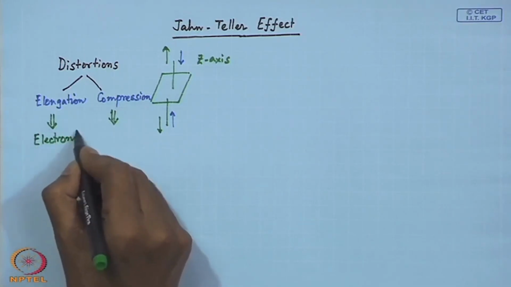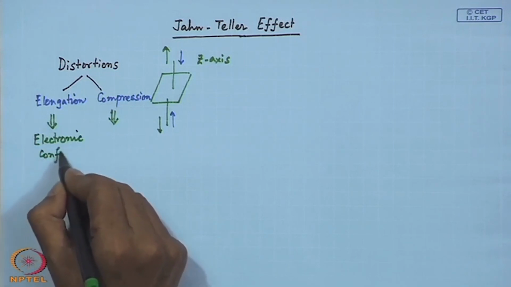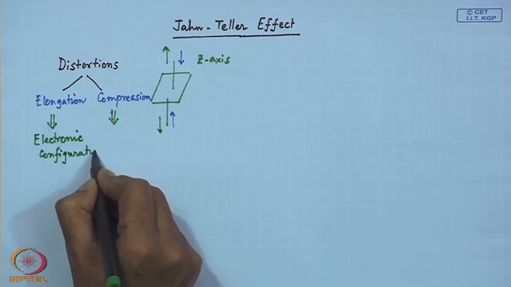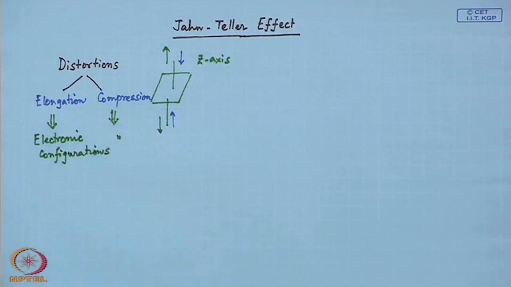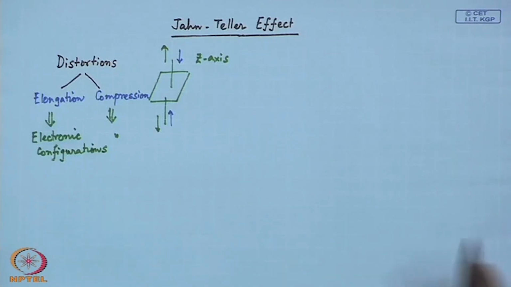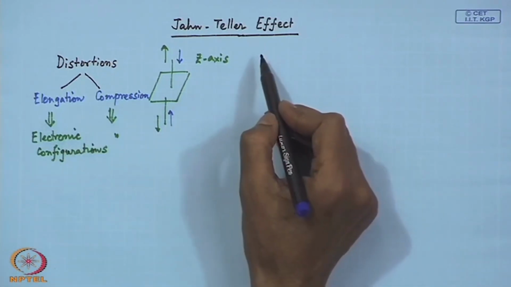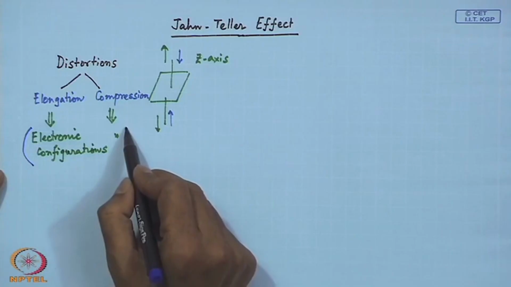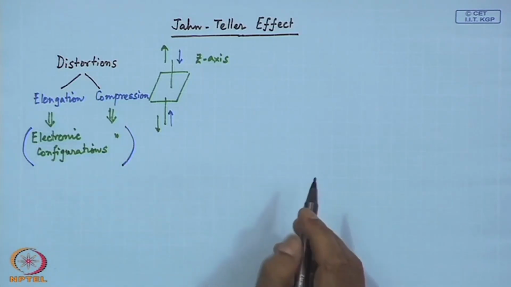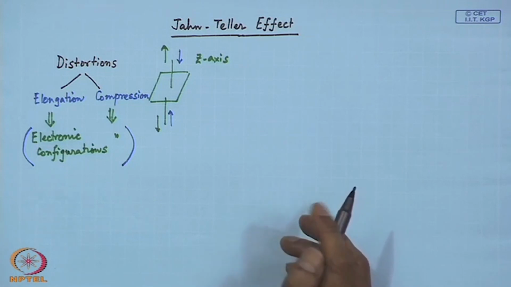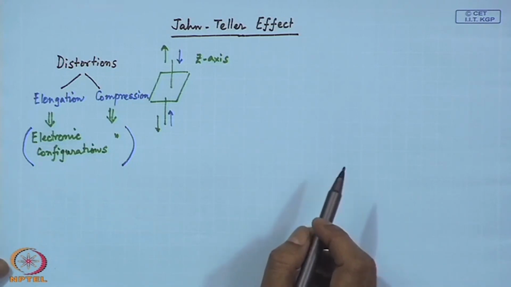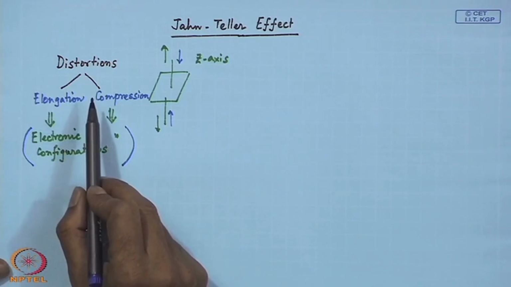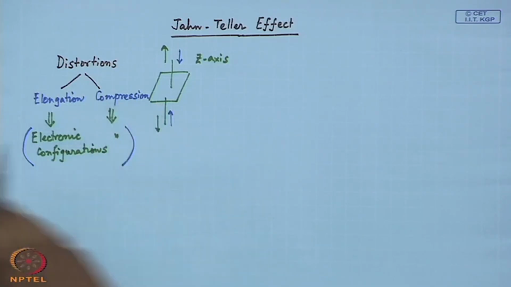So, the electronic configurations for both these two cases would be different, and this basically results from the corresponding distortion. In this Jahn-Teller effect, depending upon the electronic configuration for some systems, say d4 or d5 systems, we will get a lower energy situation where the distortion automatically comes into the system, the molecule or the ion.